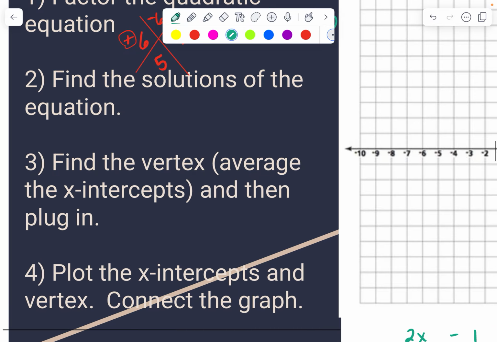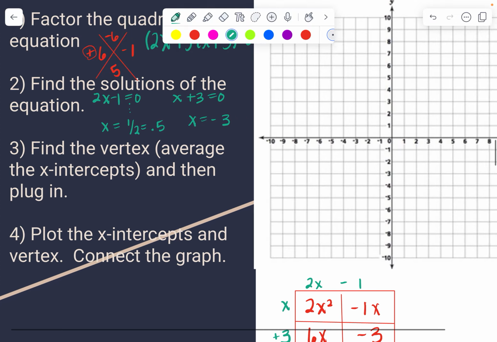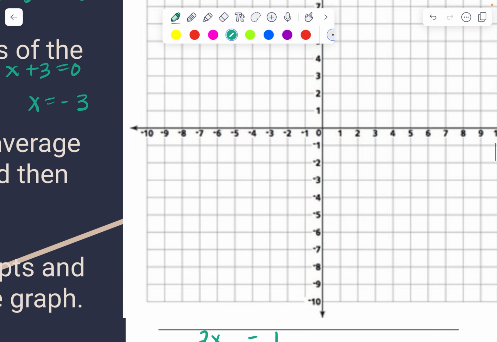And now finding these solutions. 2x minus 1 is 0. X plus 3 is 0. If I solve these, I would get x equals 1/2 or 0.5. And here I would get x equals negative 3. So we have one at negative 3 and one of them at 1/2.